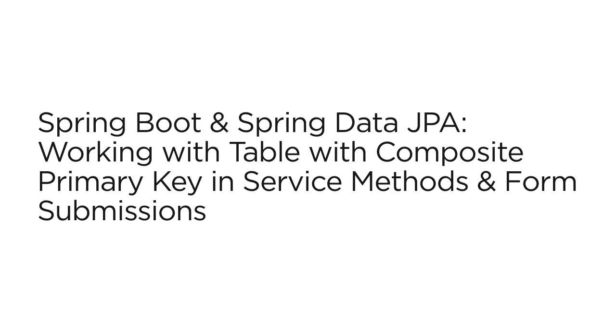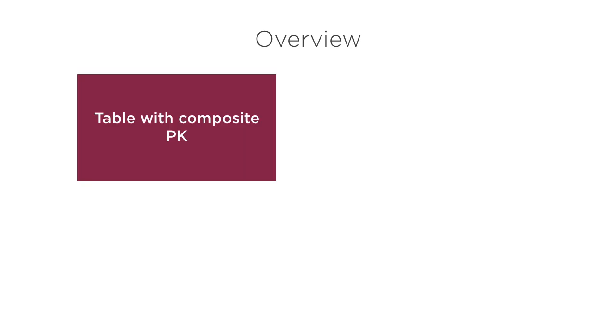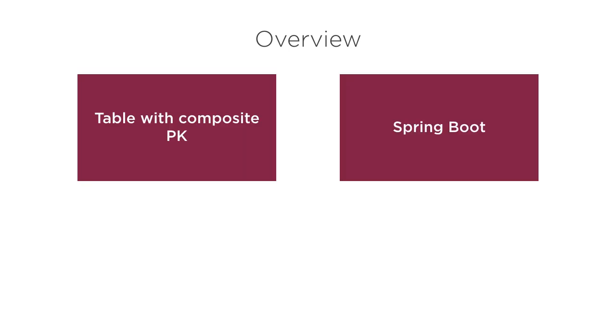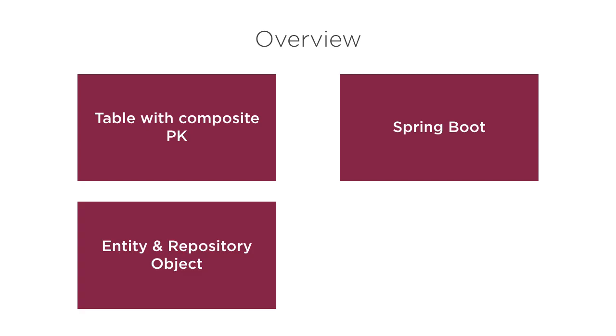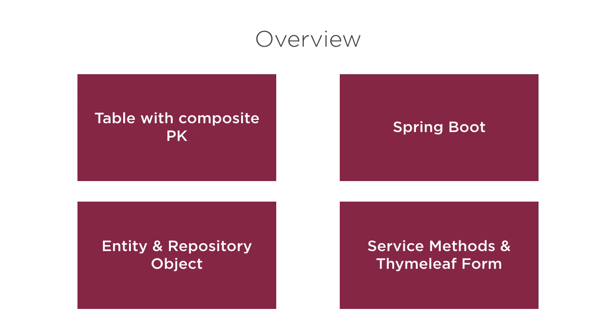Working with a table with a composite primary key is not very straightforward. In this video, we will create a table with a composite primary key, create a Spring Boot project, and create the entity and repository objects for it. We will see how to retrieve and insert rows from this table, both in our application code and by inserting data in this table using a Thymeleaf form.